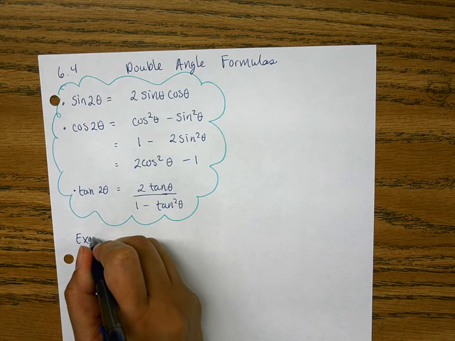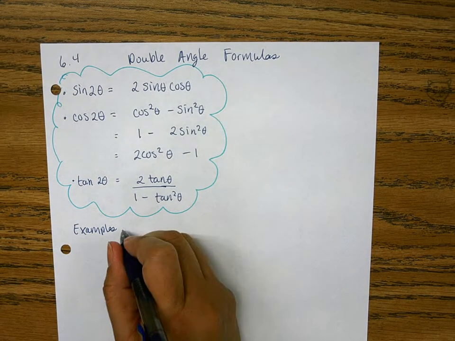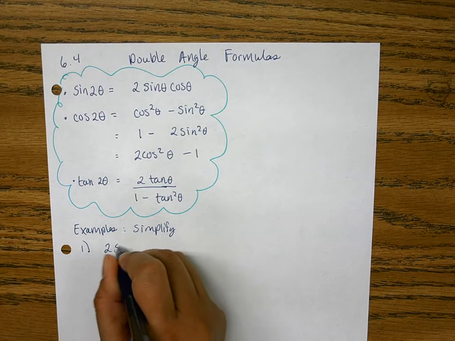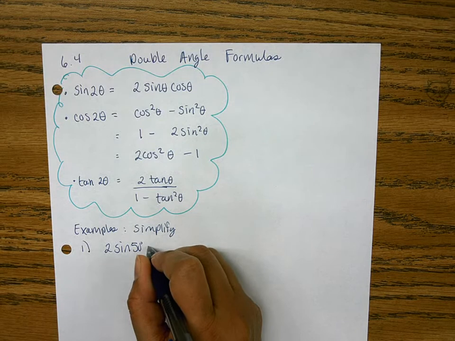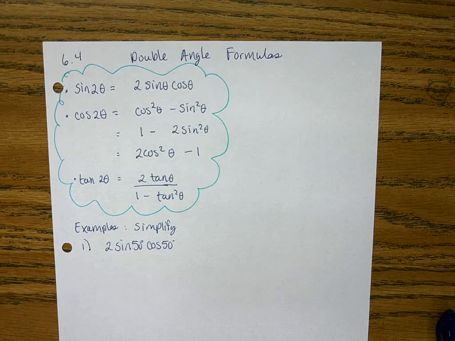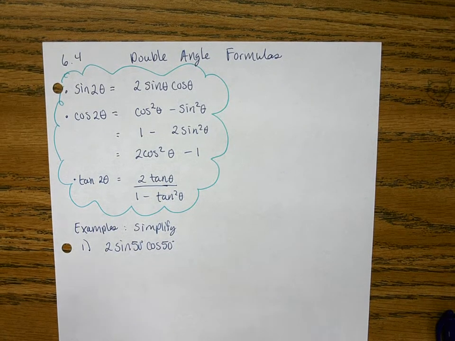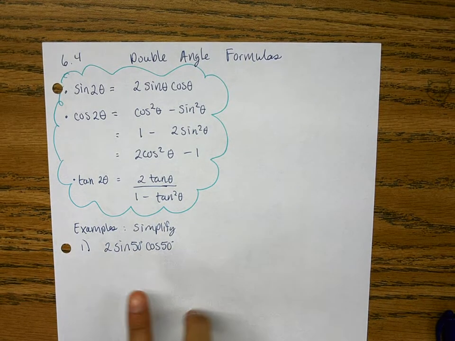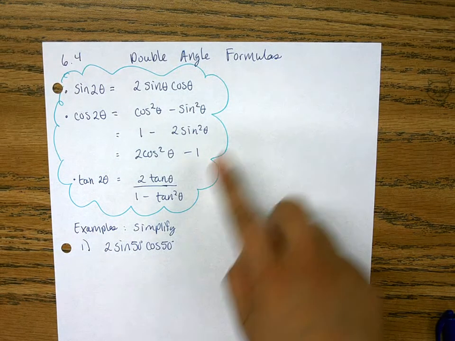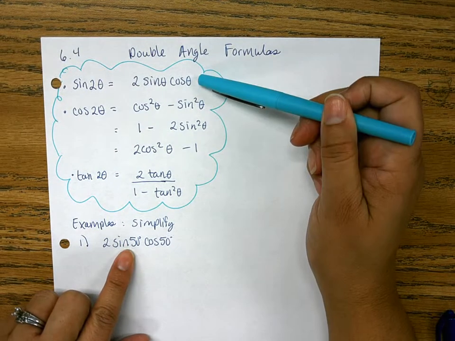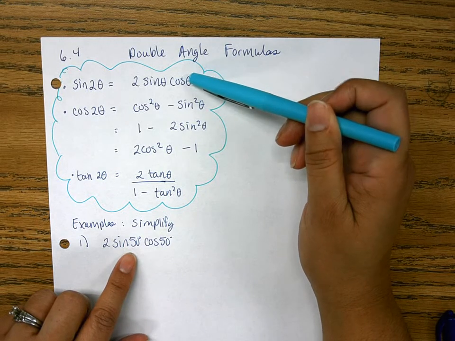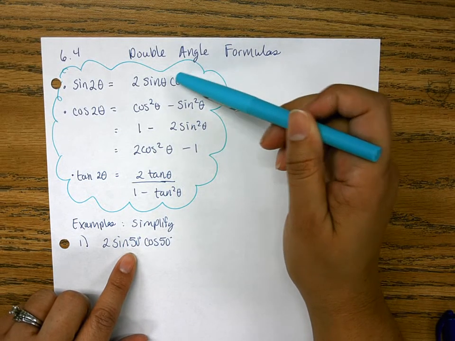All right, examples. Simplify. Number 1, 2 sine 50 degrees times cosine of 50 degrees. Okay, so what we're doing is we're working backwards, or in other words, condensing is what we called it in the previous lessons. So 2 sine 50 cosine 50, which one does that look like here, and how can we get it to work backwards? So you can see that it matches this one here. 2 sine 50 cosine 50 is equivalent to the 2 sine theta cosine theta.